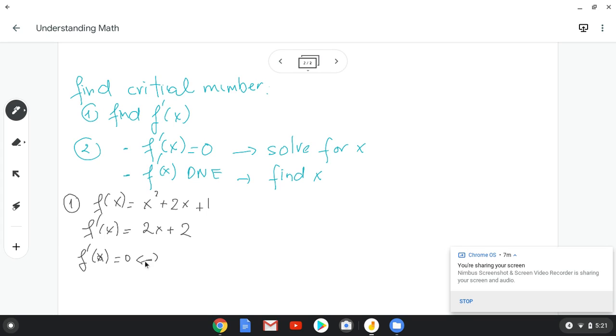That means we have 2x plus 2 is equal to 0. Then we have 2x is equal to negative 2 and x equal to negative 1. So, boom, this is the critical number of the function. All right, that's what people would typically do.